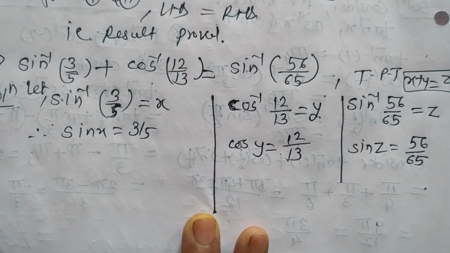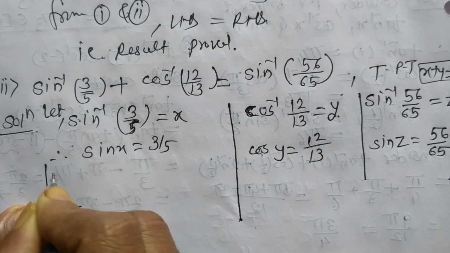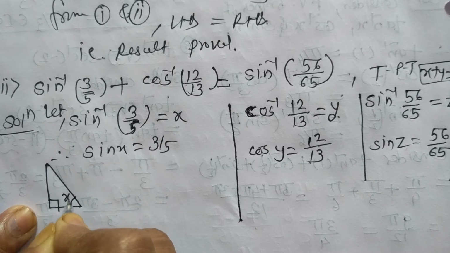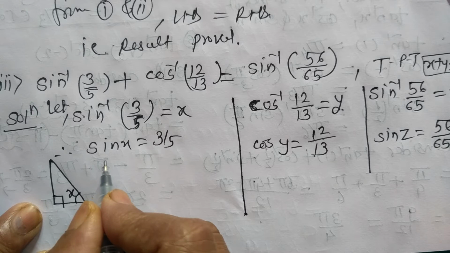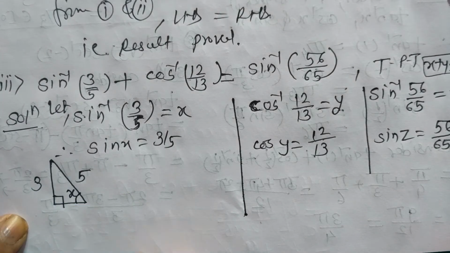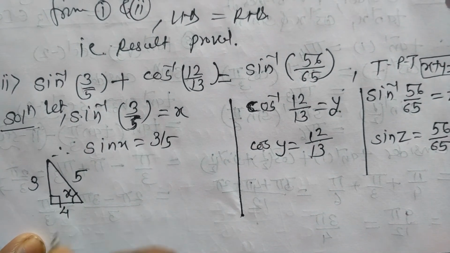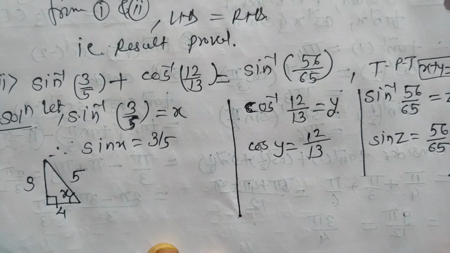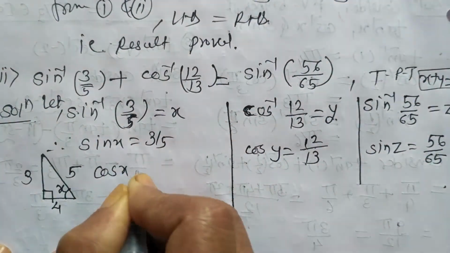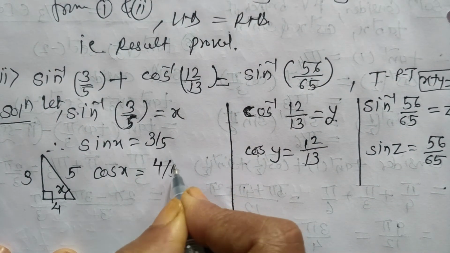So how do you prove this? For this we construct a right angle triangle. Suppose this is angle x, an acute angle whose sine ratio is 3 by 5, meaning the length of the opposite side is 3 and the length of the hypotenuse is 5. So naturally the remaining side is 4, as we use the Pythagoras triplet. With the help of this, we find the value of cosine x, that is the length of the adjacent side upon hypotenuse, so we get 4 by 5.